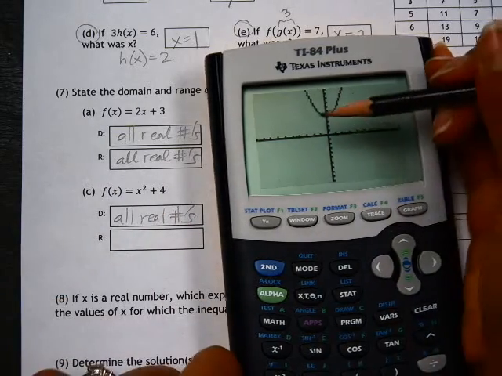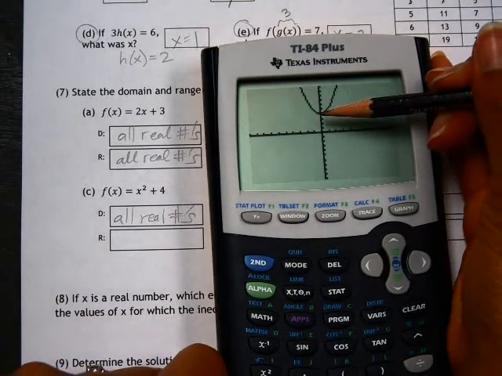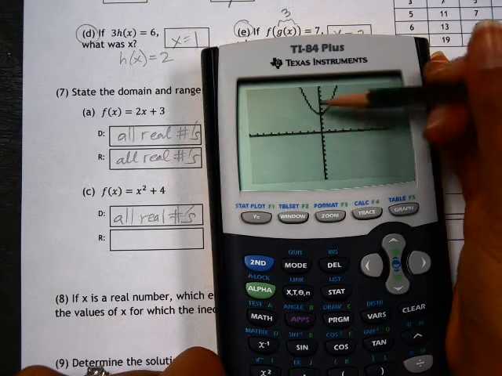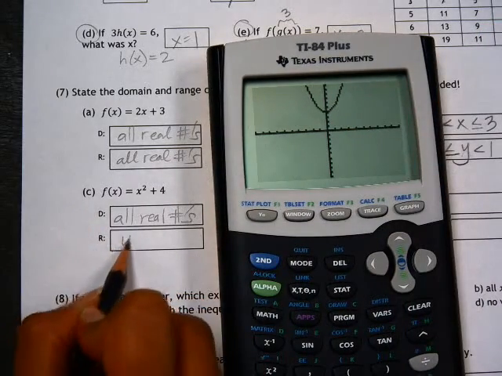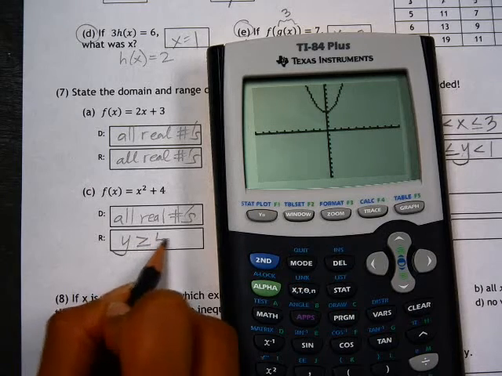Range, you can see that this graph stops here at 4. There's nothing below that. So y is all values that are greater than or equal to 4.